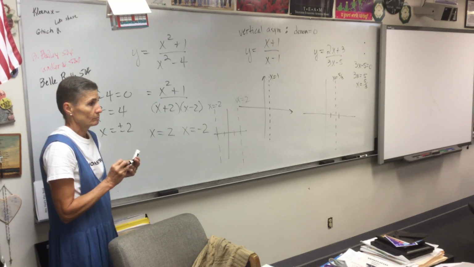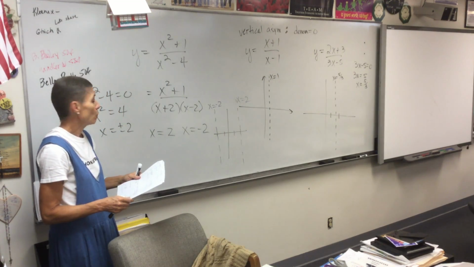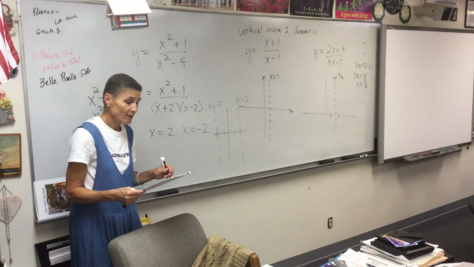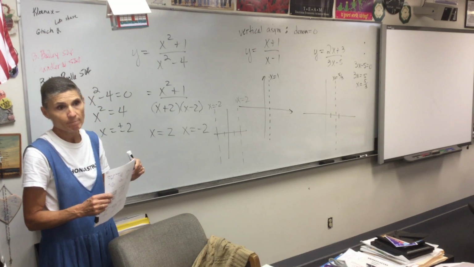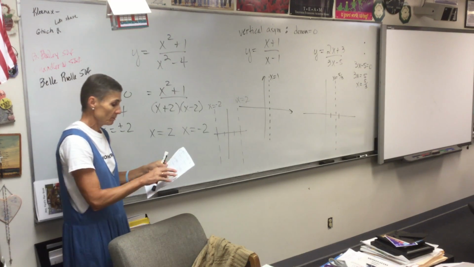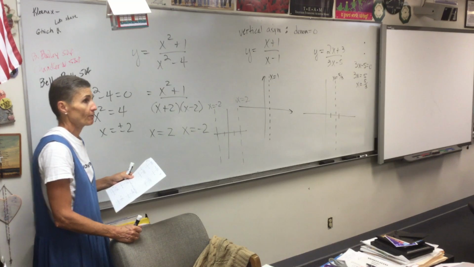So the numerator doesn't matter at all? Nope. The numerator will matter with horizontal asymptotes, but not with vertical ones, okay? So right now, all of these problems have to do with vertical, so we're just focused on the denominator.